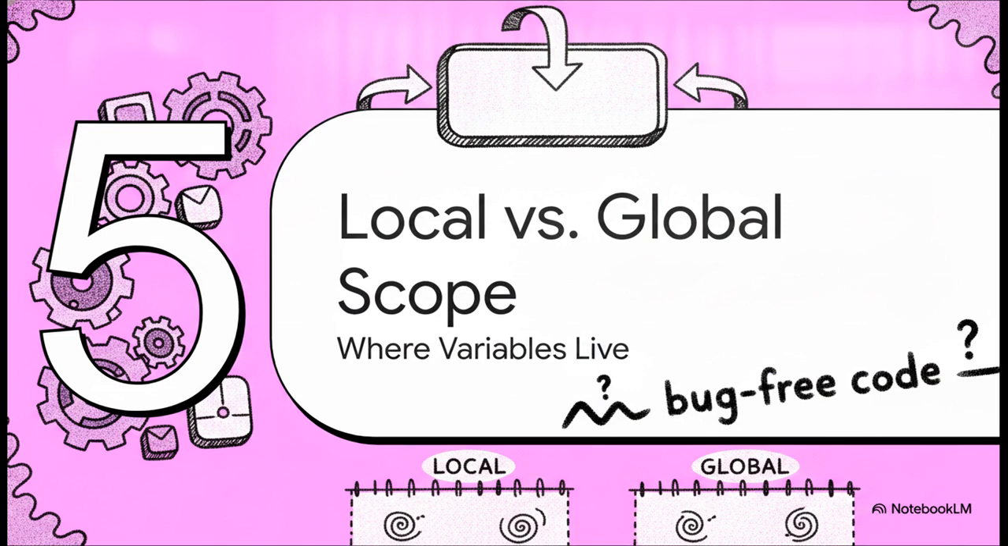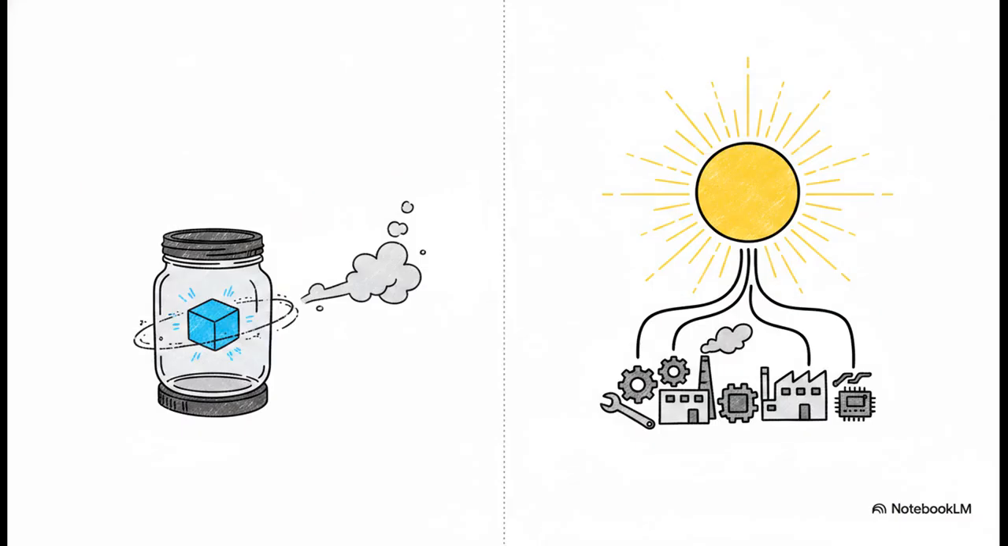We've built our functions, we've fed them arguments, but to write truly bug-free code, we have to know exactly where our variables live. And this brings us to scope, which basically determines where your variables can actually be seen by the rest of the program. Let's look at local variables first. These are declared inside a specific function block. They are highly protective, they can only be accessed within that specific function. We use them for temporary calculations, and listen, this is the key part. Their value is utterly destroyed the second the program flows out of that function.